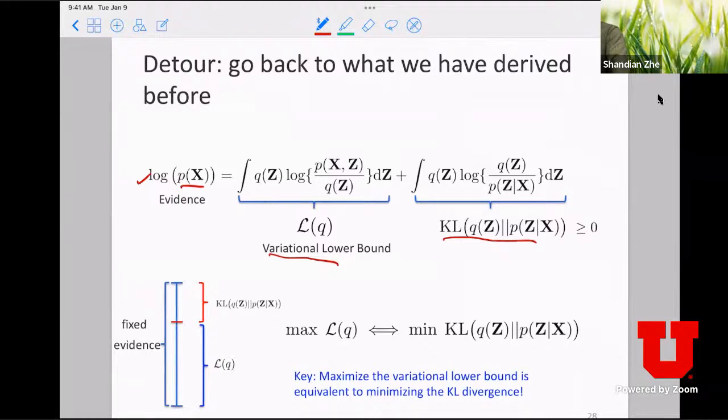Okay. And this lower bound, you can see as an integral. Inside the integral, we're just multiplying your approximate posterior Q(z) times the log fraction between the joint distribution and the approximation. Or, more concisely, you can write it as an expectation under Q(z) of this log fraction. This is the definition of expectation.